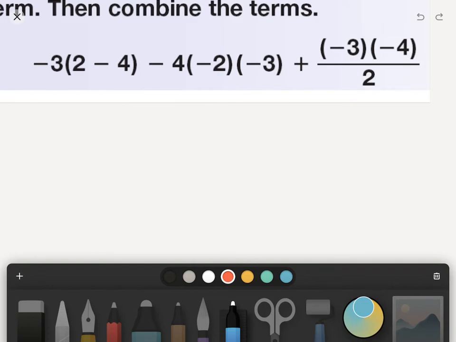Okay, so basically this whole area is one section. This whole area is its own section. And then this whole area. So we're going to treat these as three different equations first and bring down what we've got. So 2 minus 4 is negative 2.